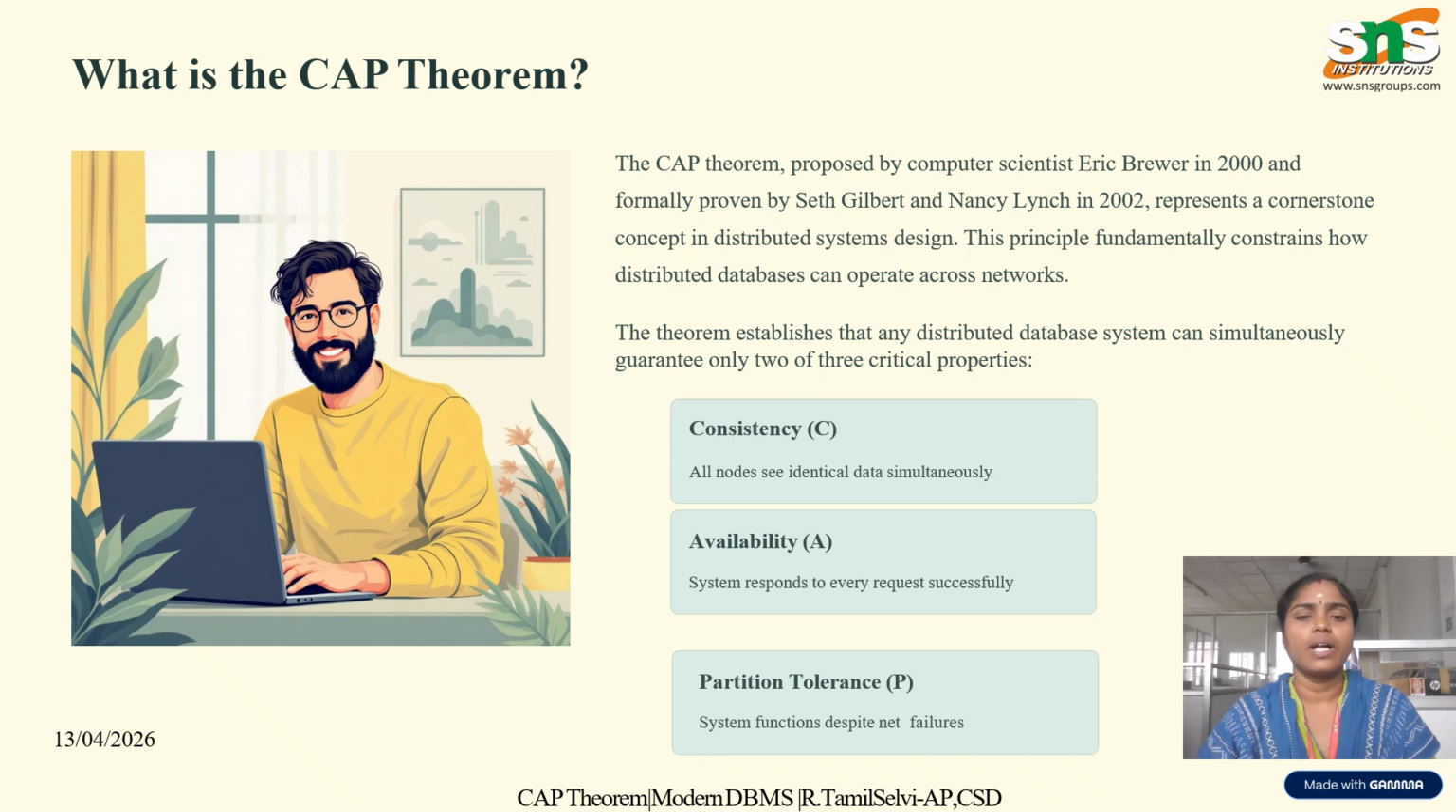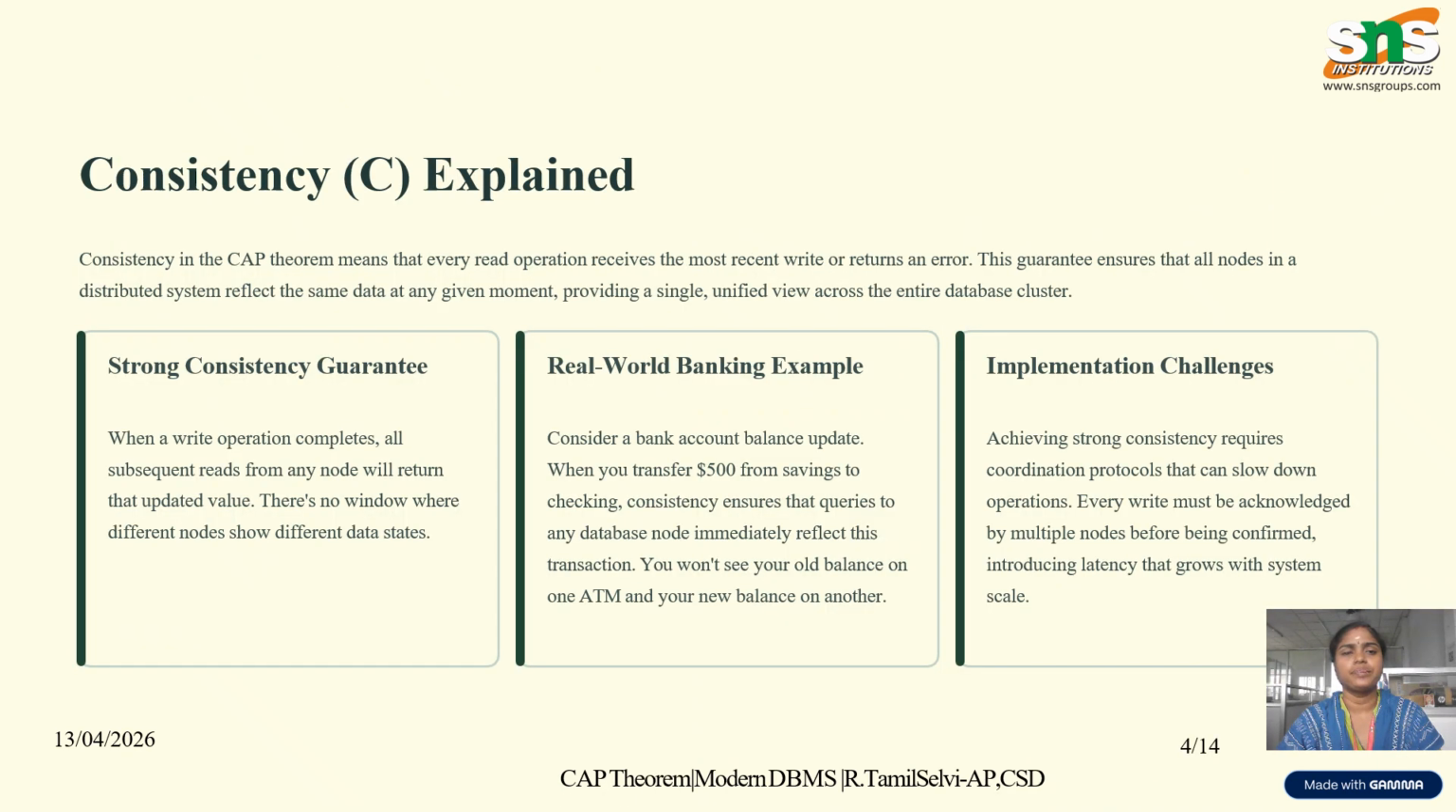C stands for consistency, A stands for availability, and P stands for partition tolerance. Consistency means all nodes see identical data simultaneously. Availability means the system responds to every request successfully, and partition tolerance means the system functions despite network failures.